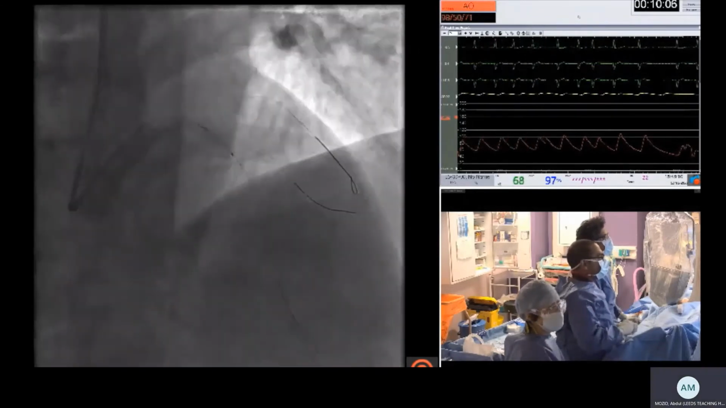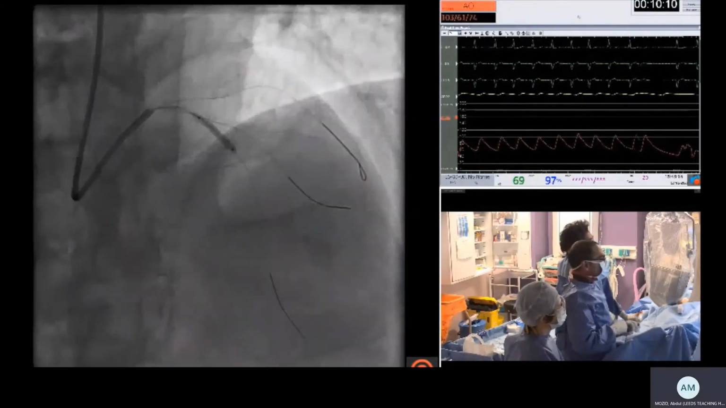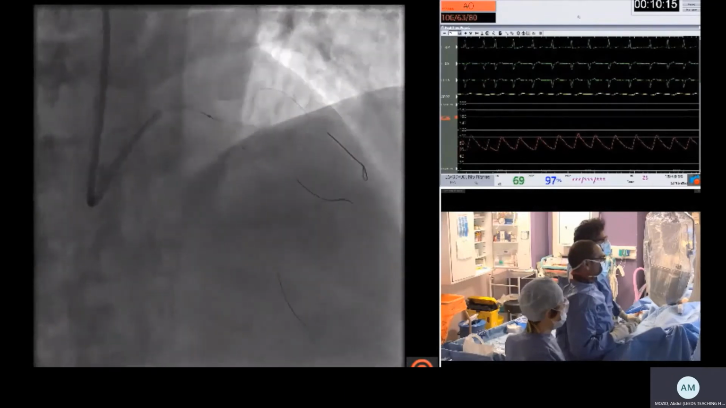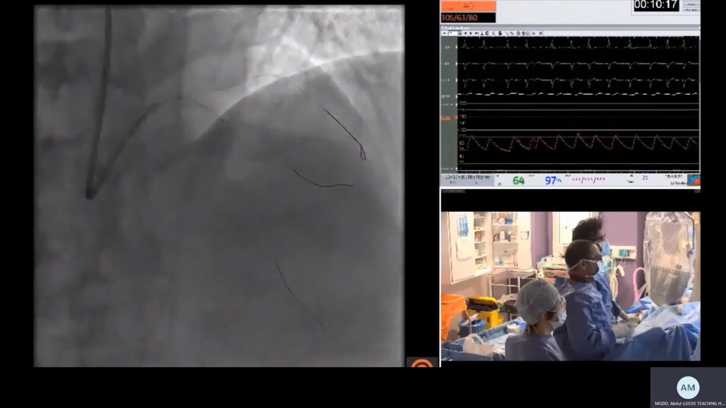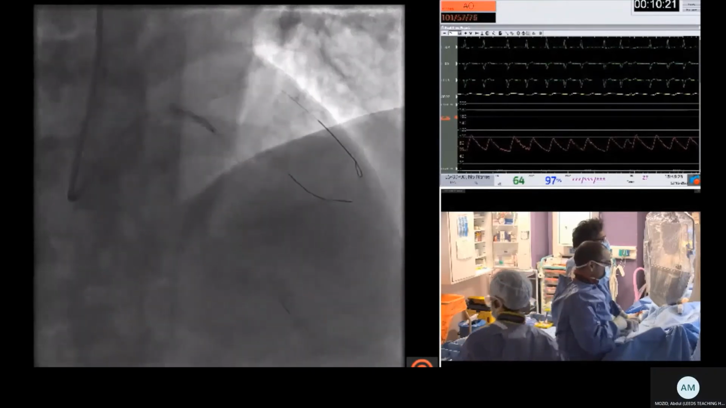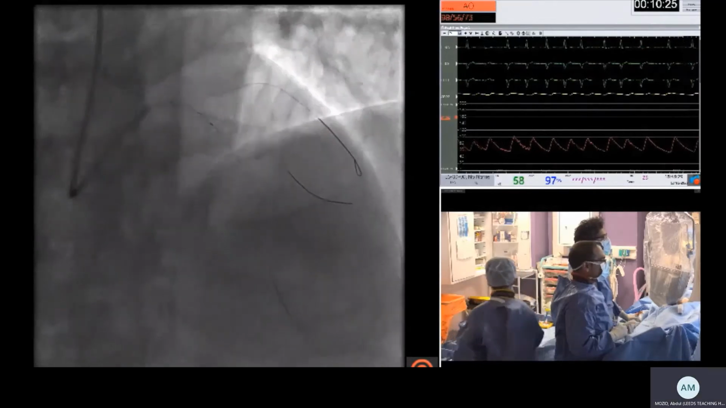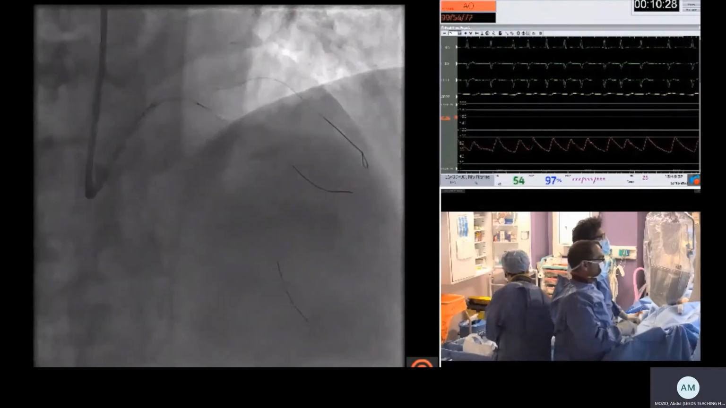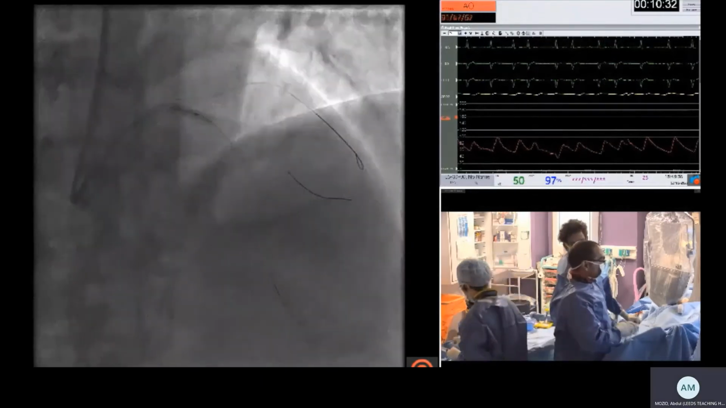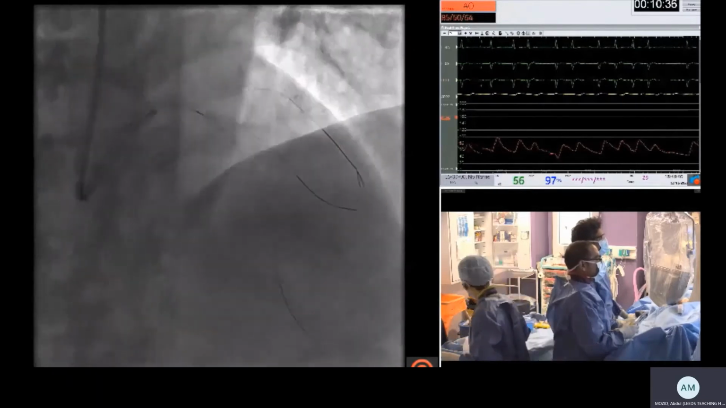So we predilated the LAD with a 2.75mm NC balloon. You can see a good expansion of the balloon. And again, excellent expansion of the balloon. And again, a full expansion of the balloon at the proximal LAD, left main stem.